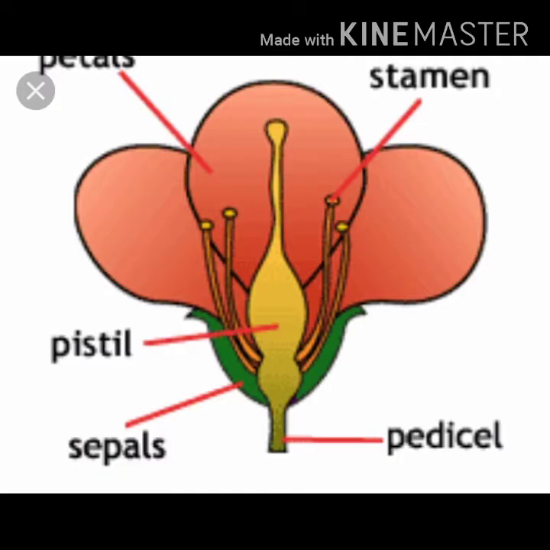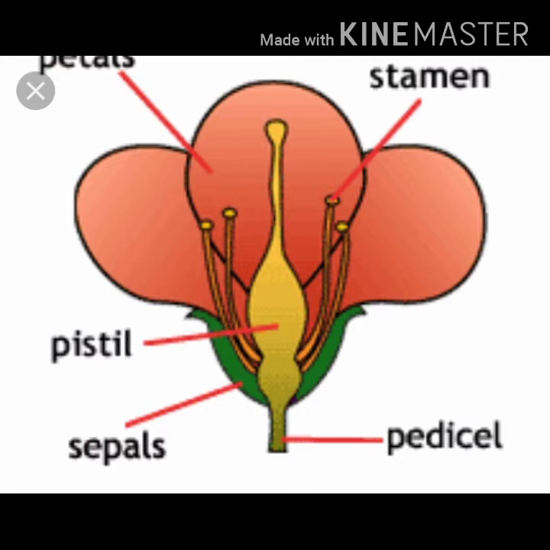We can see variety existing among flowers. The flowers of different plants differ in their color, structure, fragrance, smell. In all these aspects, the flowers are different. So in this part, we have to study what are the main parts of a flower.